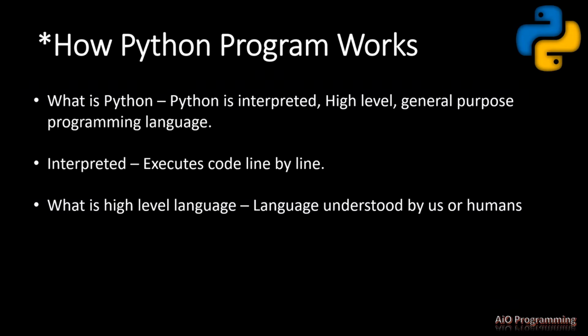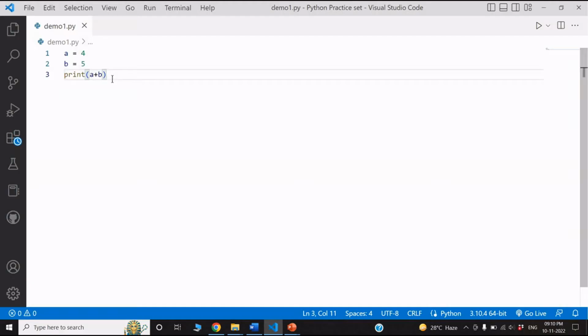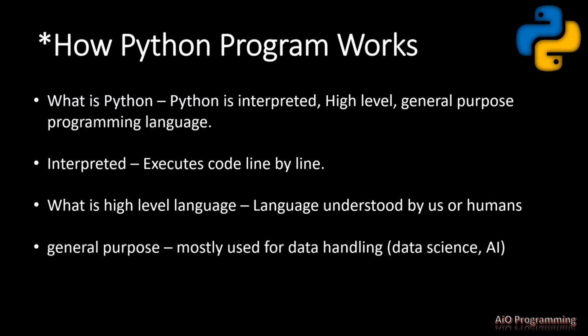Next, what is a high level language? There are two types of language in programming. One is high level language and the second is low level language. High level language is the language which is understood by us humans. The source code I have written here is a high level language, which after execution is converted into machine code, which is the low level language. Next, general purpose. It means Python is mostly used for data handling, that is, data science and artificial intelligence.